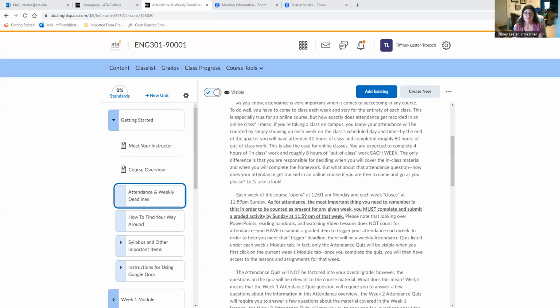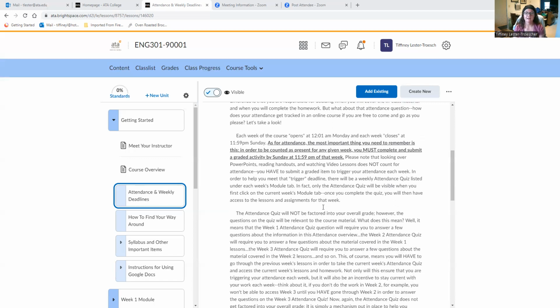So not only does the attendance quiz give you an opportunity to trigger your attendance and not have to worry about that aspect, but it also makes sure that you are staying current with the course and not falling too far behind, because you're not really going to be able to answer the questions unless you've gone through the previous week's material. It's just a nice little review and a real easy way to help you ensure that you get marked present each week, right?